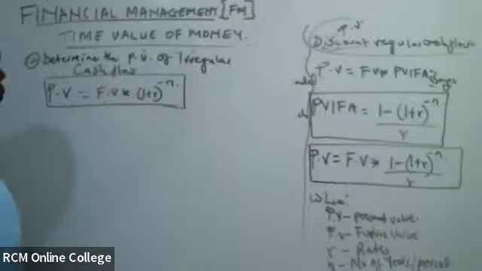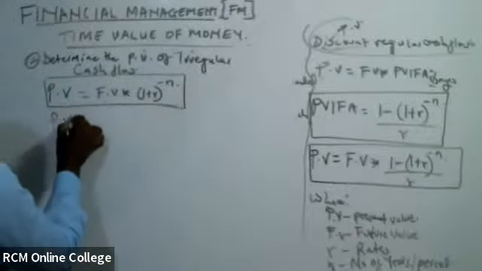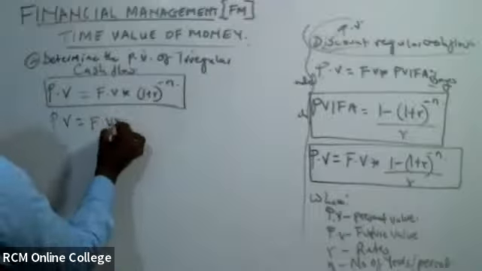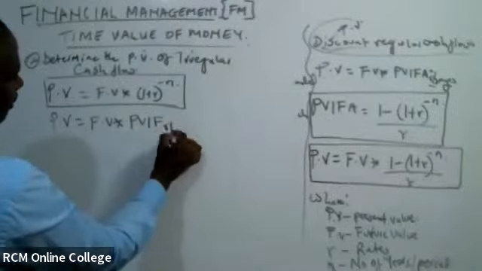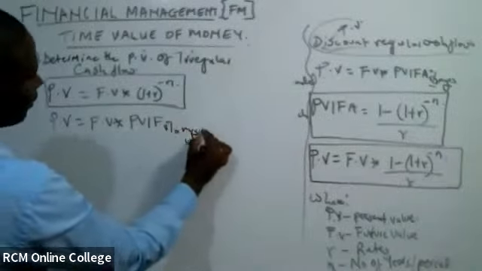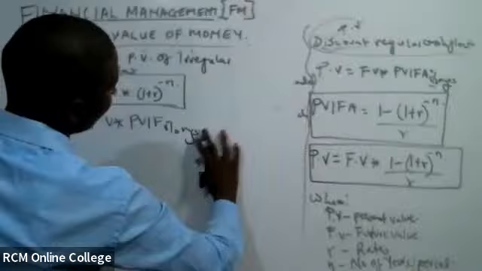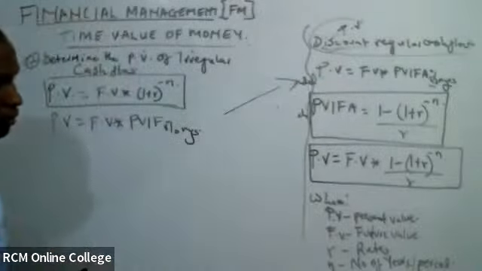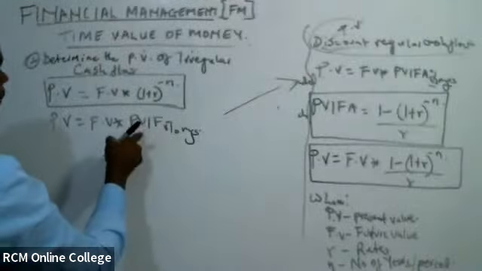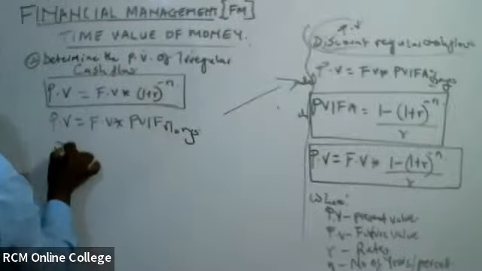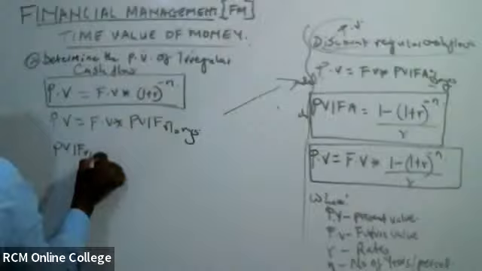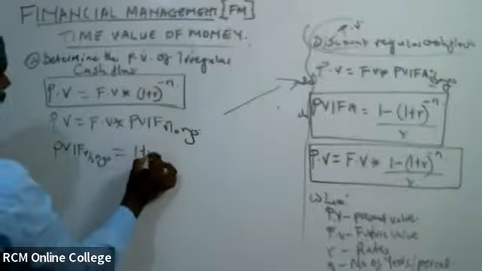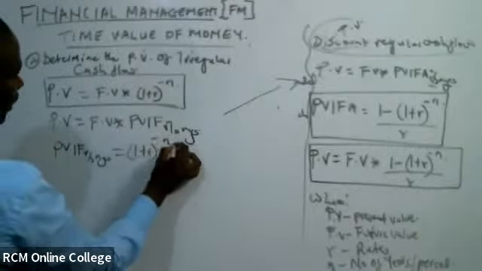In fact, I could have written P, present value, is equal to future value times PVF. Naona hii PVF R% n years, ni kama hii. So this PVF R% n years is equal to 1 plus R raised to negative n.